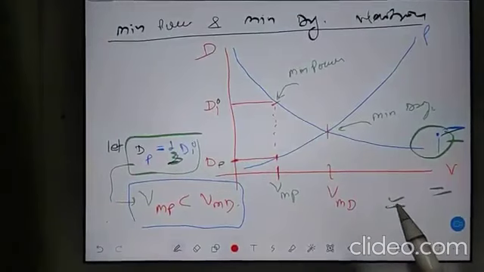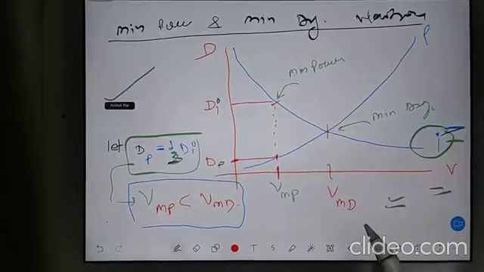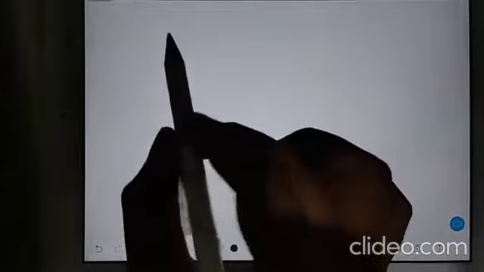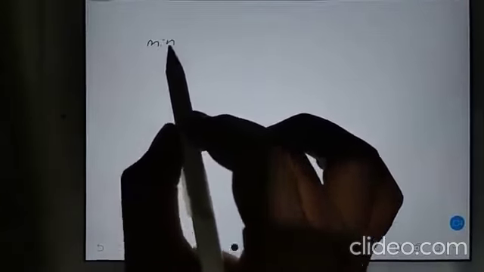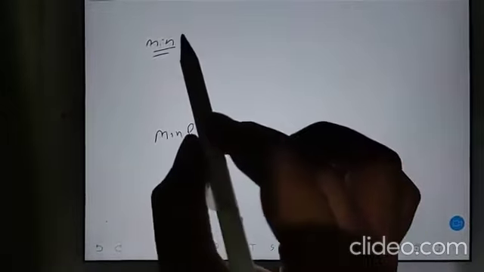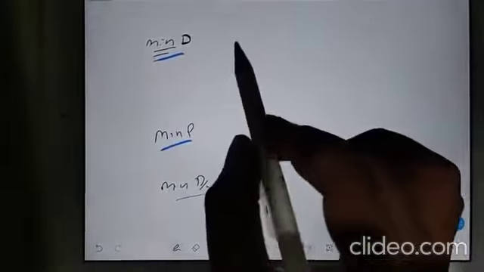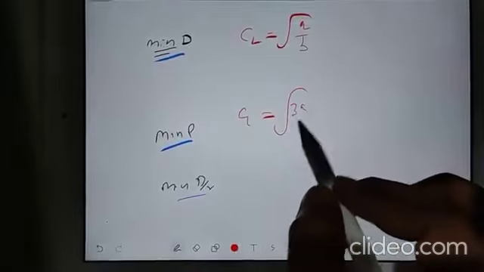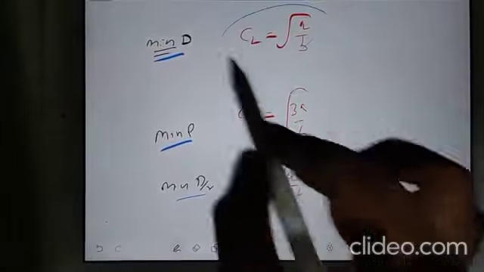Okay, copy down. Done. Okay, now see, I will change the page. See, the trick is, I have given you the minimum drag condition, minimum power condition, and minimum d by v condition, right? In these three conditions, I have given you the CL formula. If you recall, CL is equal to root of A by B, CL is equal to root of 3A by B, and CL is equal to root of A by 3B. That's all, trick over.